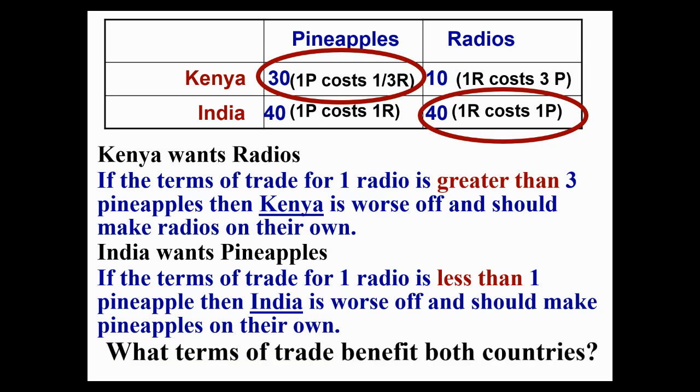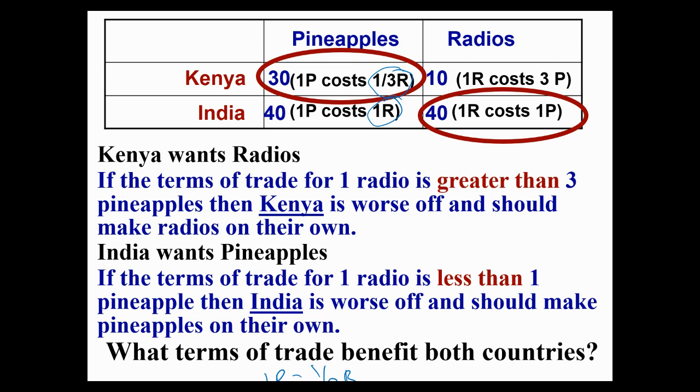So what would be a good terms of trade? I believe we had given one before. If we go with terms of trade that would benefit them both, so if we said for one pineapple, what would make them both better off? For one pineapple, it would have to be between 1/3 radio and one radio. So for pineapples, we could say 1/2 of a radio. That would be a good one.